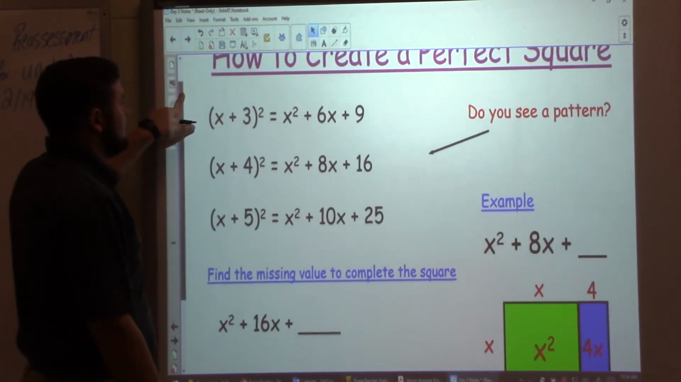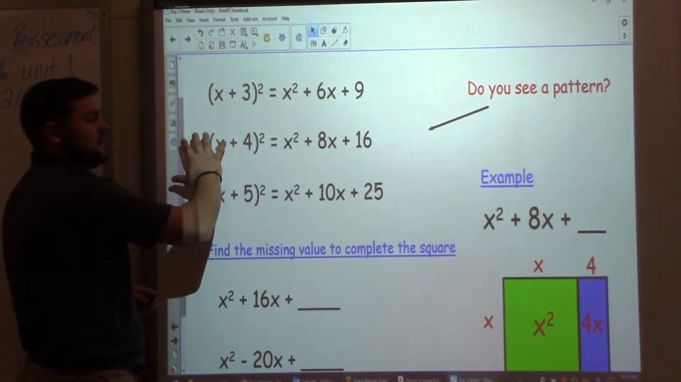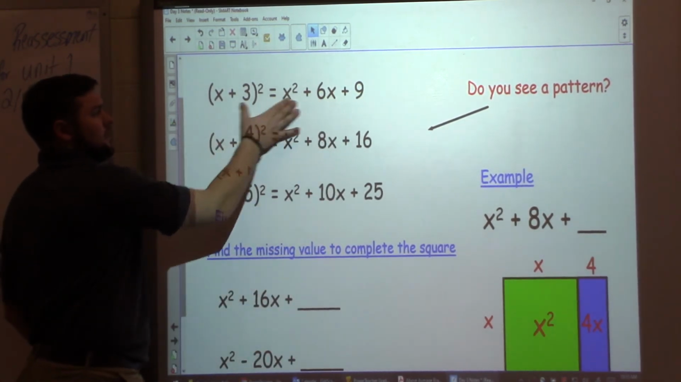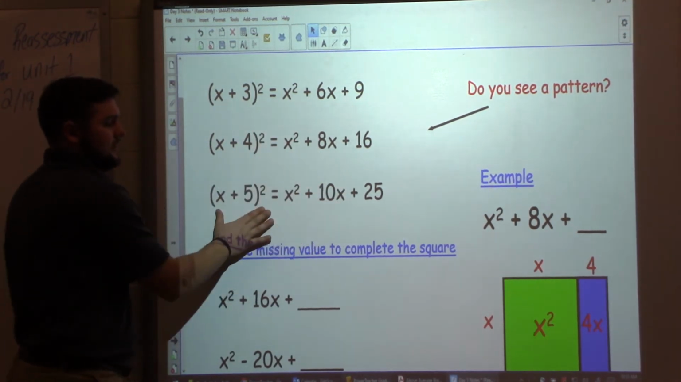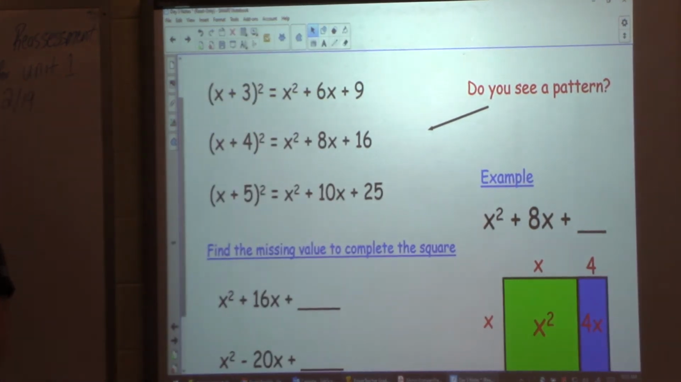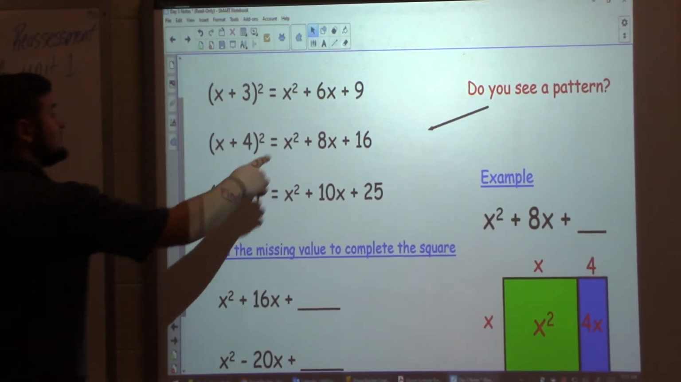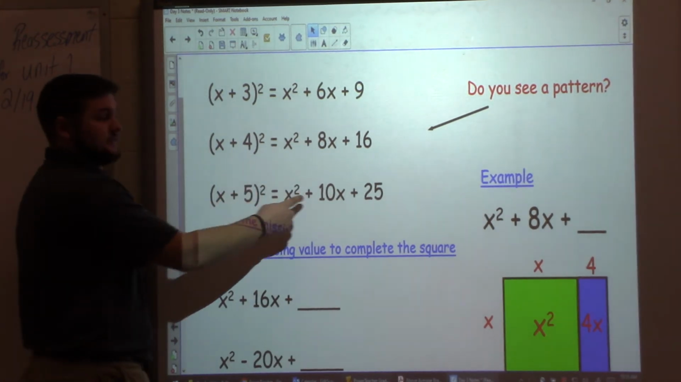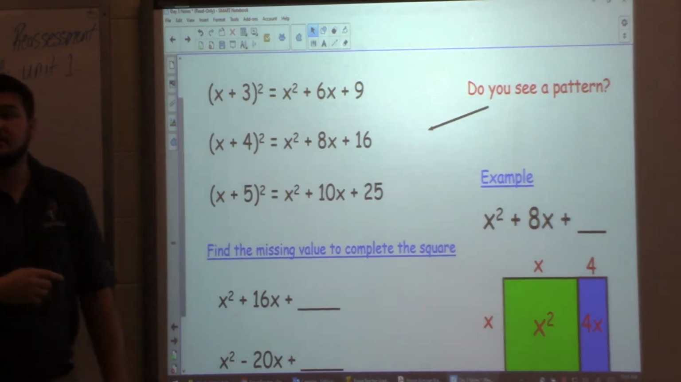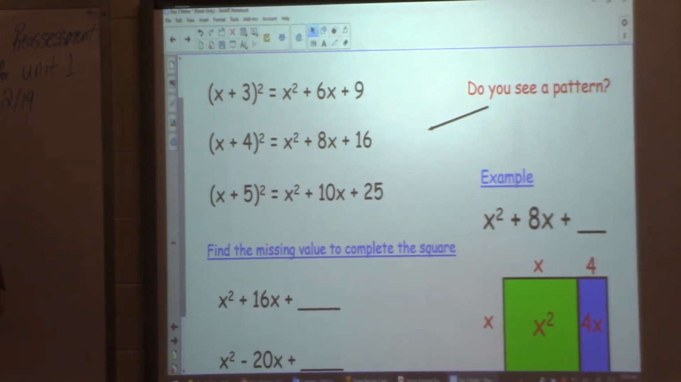So, what do you notice here? Going from this part to x plus 3 squared, or this part to x plus 4 squared, or that part to x plus 5 squared, or even the other way. Yeah, Cam? The middle ones are always times 2. The middle ones are always twice as big as these numbers. So it's almost like I could divide them by 2 to get that number. And then the end ones are like you square that number, right?